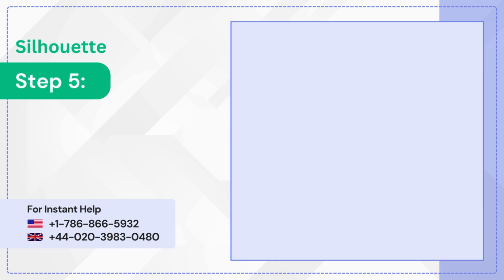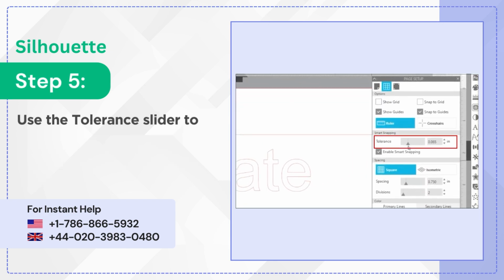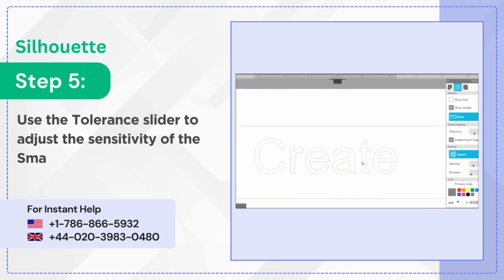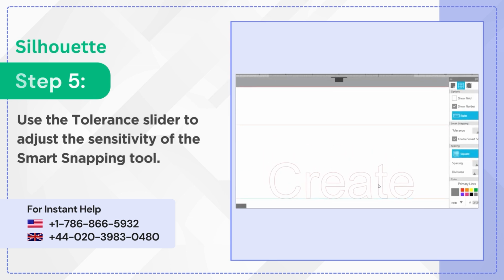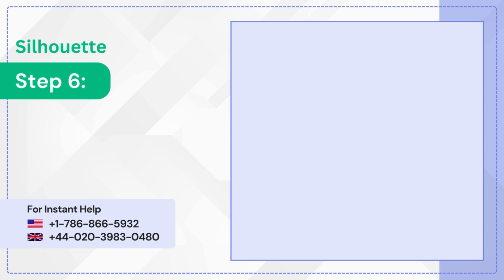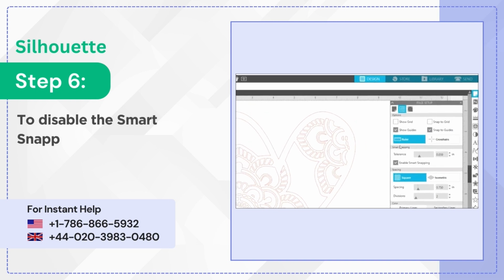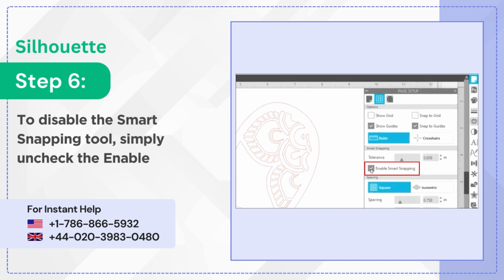Step 5. Use the tolerance slider to adjust the sensitivity of the Smart Snapping tool. Step 6. To disable the Smart Snapping tool, simply uncheck the Enable Smart Snapping option.